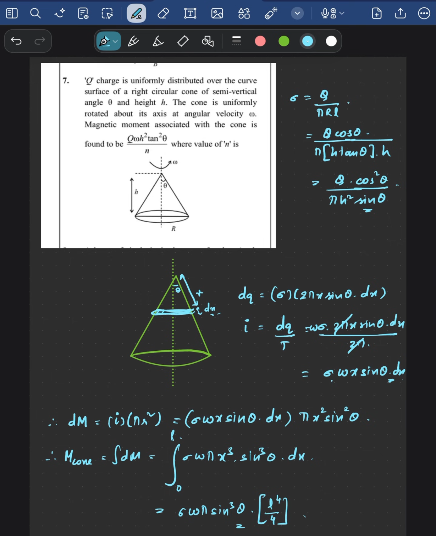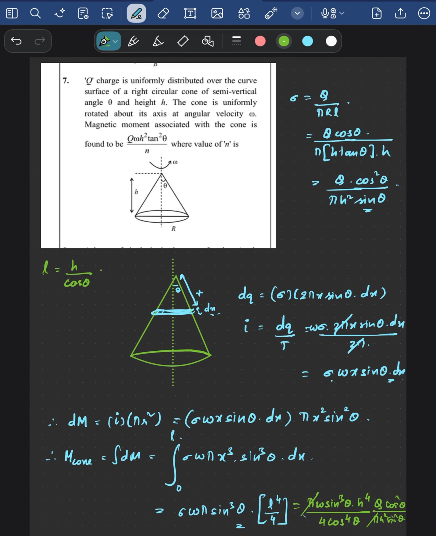Now I just have to write all of this in terms of h. So magnetic moment of the cone over here is equal to, so let me substitute all the values. L is equal to h by cos theta. Sigma is equal to q cos square theta by pi h square sin square theta. So let me substitute that over here. So pi omega sin cube theta is something which we already have. L power 4 by 4 will become h power 4 by 4 cos power 4 theta. And your sigma then will become equal to q cos square theta by pi h square sin square theta.